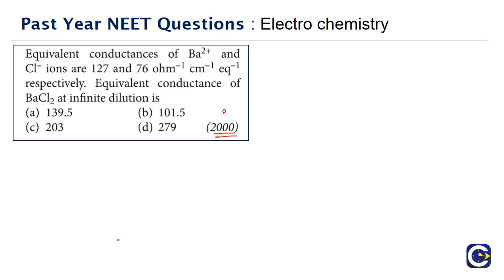Okay. Next, look at the question that has come in the year 2000. The equivalent conductances of barium 2 plus and chloride ions are 127 and 76 ohm inverse centimeter inverse per equivalent. These are equivalent conductivities. The equivalent conductance of BaCl2 at infinite dilution is? Now this is a thing where most of the students will have a confusion. So how do we relate the equivalent conductivities?